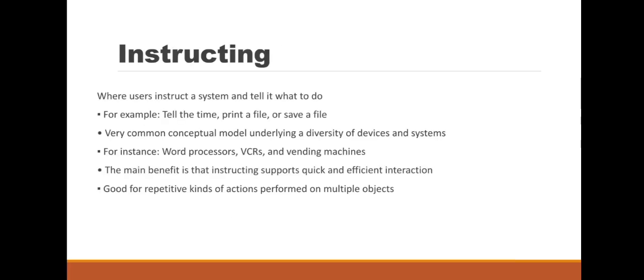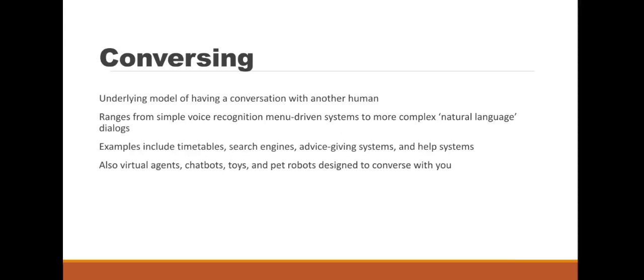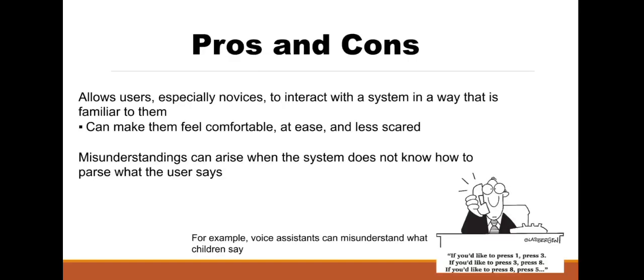Instructing is a type of interaction where the user gives a specific command to a system, telling it what action to perform. This interaction model is very common across various devices and software because it is very simple and efficient. Conversing is an interaction model where the system engages with the user as if in a conversation, similar to communicating with another person. Pros: conversing feels natural and familiar, making it easier for users, especially novices, to engage with a system. It helps users feel more comfortable and less intimidated by technology, reducing anxiety during interaction.